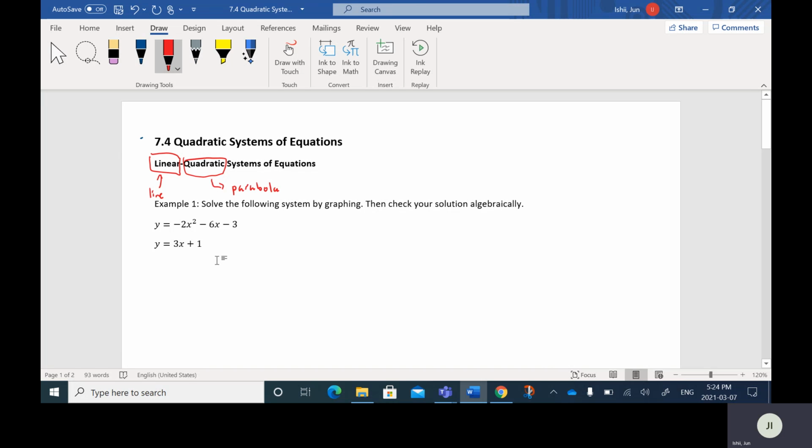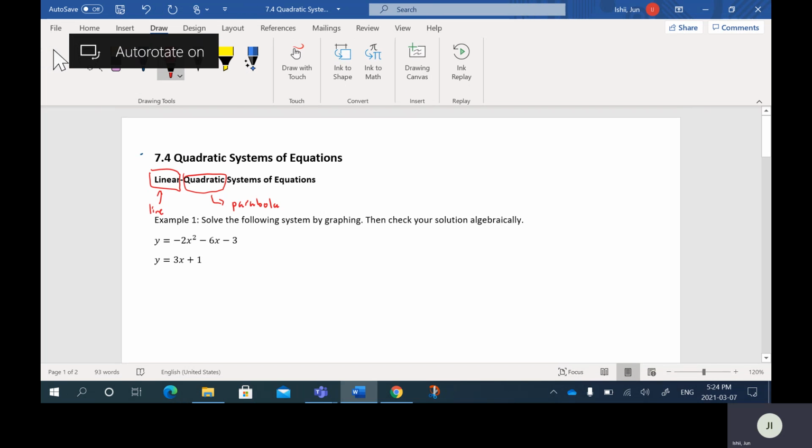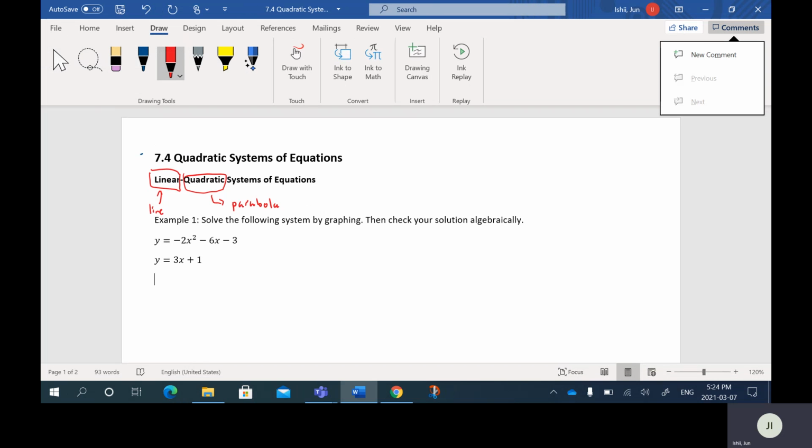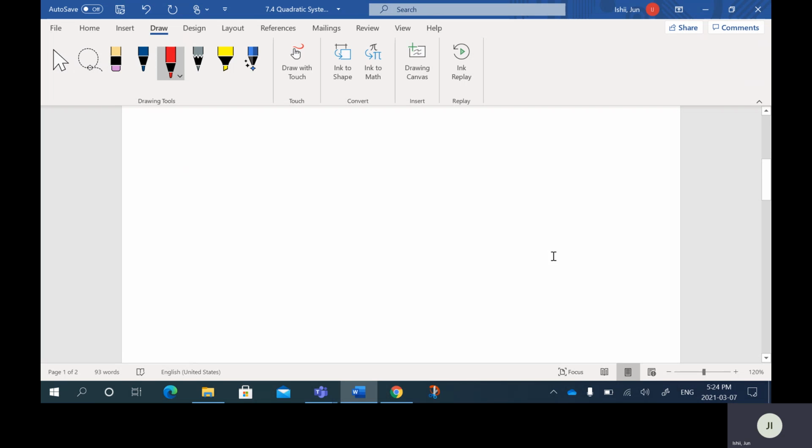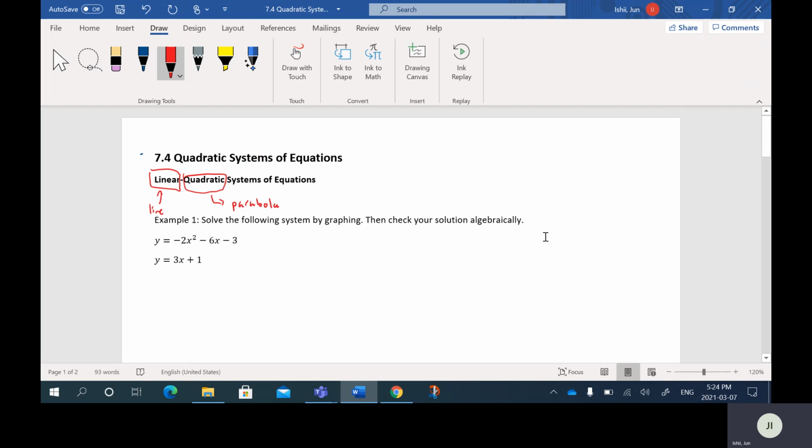All right, so then check your solution algebraically. Linear quadratic systems have one graph that is a line and the other graph a parabola, and just like the previous lesson, the solution is where the line intersects the parabola. Let's start off with the first one here.